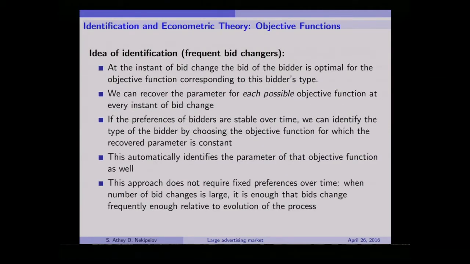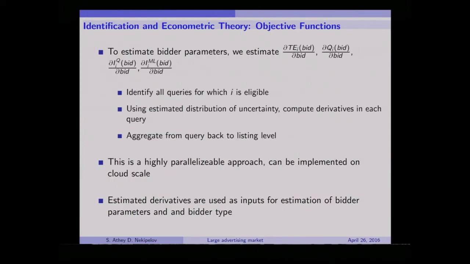Okay, so the idea of identification is basically that at the instant of the bid change, the bid is optimal. I'm going to recover the parameters for each possible objective function. I'm going to use the stability criterion to choose the objective function. And then again, as I mentioned, I can allow those preferences to vary over time. I said all that.